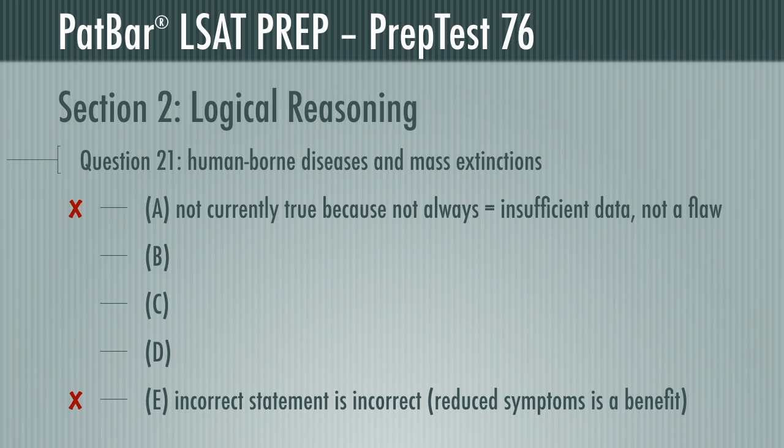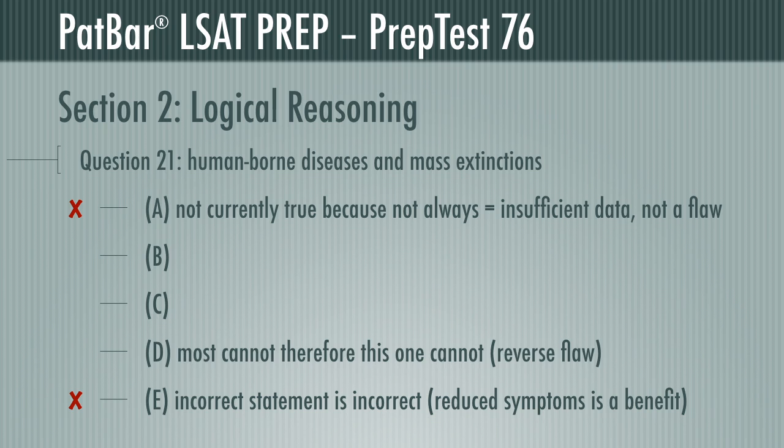Did you pick D? Remember the flaw. One cannot, therefore they all combined cannot. To say most recent art is not great, therefore this one piece of art cannot be great art, is a flaw, but it's the opposite of what we're looking for. C parallels "one cannot, therefore they all combined cannot," perfectly. Except it's not a flaw.